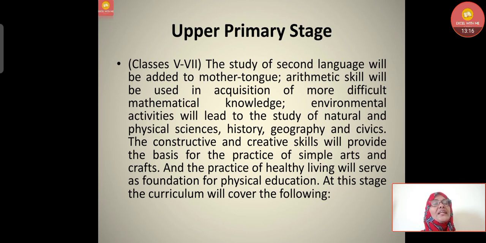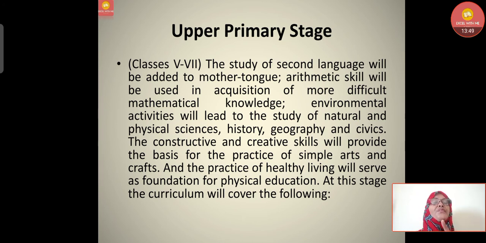Then upper primary stage, that is class 5th to 8th. The study of second language will be added to mother tongue. Arithmetic skill will be used in acquisition of more difficult mathematical knowledge. Environmental activities will lead to the study of natural and physical sciences. History, geography and civics will be there. Then the constructive and creative skills will provide the basis for the practice of simple arts and crafts, and the practice of healthy living will serve as foundation for physical education. At this stage, the curriculum will cover the following.